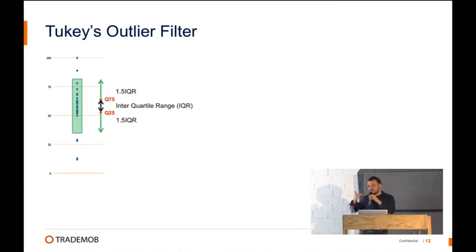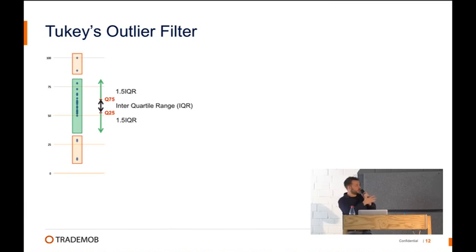And if you now multiply this value by a constant and add it to the quantile 75 or subtract it from the quantile 25, you get this green band. And in this case, we would define this as a healthy state or as an expected behavior of this service group. And every box which is not within that would then be defined as an outlier.